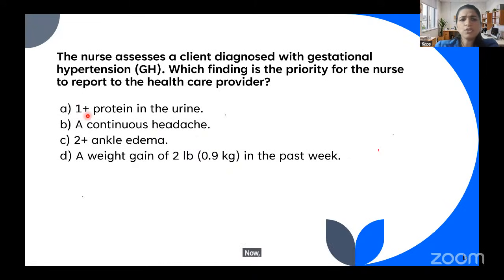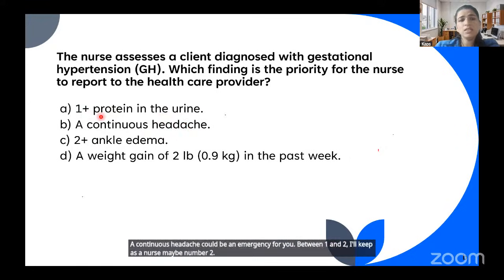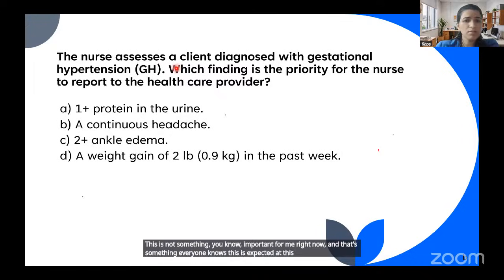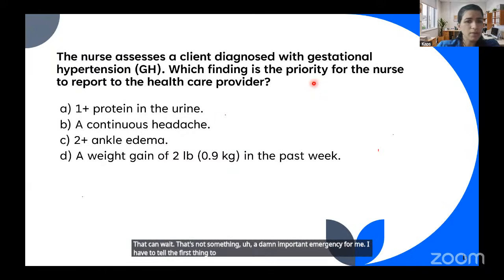Now, you ask yourself, is the +1 proteinuria something an emergency for you? A continuous headache could be an emergency for you. Between 1 and 2, I'll keep as a nurse maybe number 2. This is not something important for me right now, and everyone knows this is expected at this point, right? So +2, even if it says +3, that can wait. That's not an important emergency for me. I have to tell the first thing to the doctor right away, right?